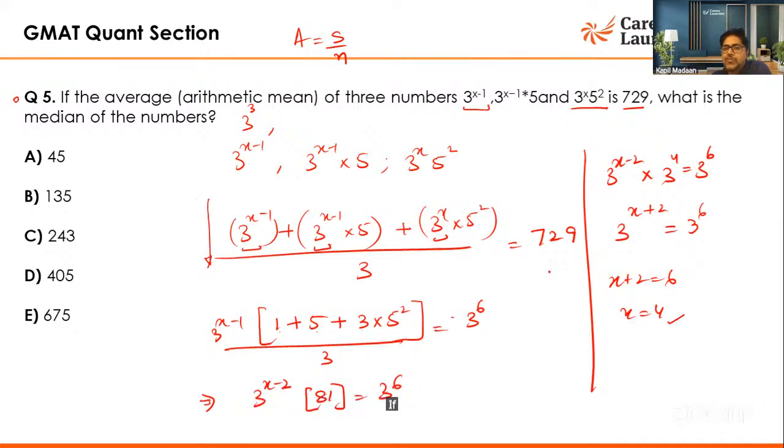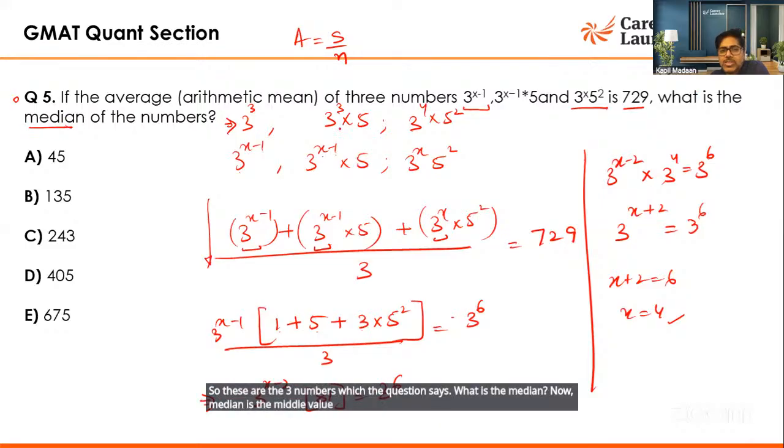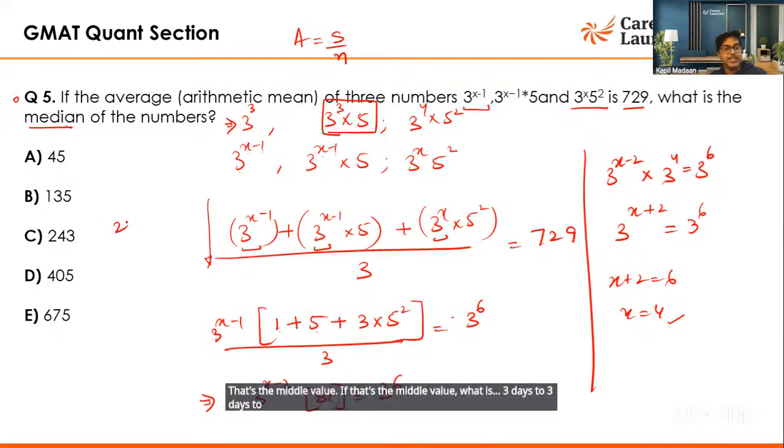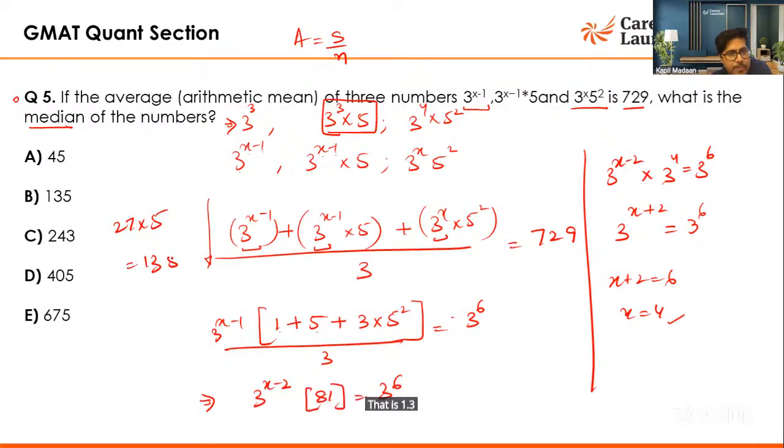If X is known as 4, so 3 raised to power 4 minus 1, that is 3, 3 raised to power 4 minus 1 into 5, that is 3 into 5, and 3 raised to power 4 into 5 raised to power 2. So these are the three numbers which the question says. What is the median? Now median is the middle value. Which is the median here? That's the middle value. What is 3 raised to power 3? That is 27 times 5, that is 135.